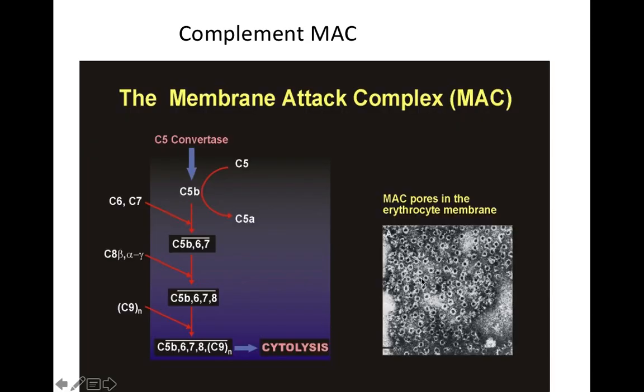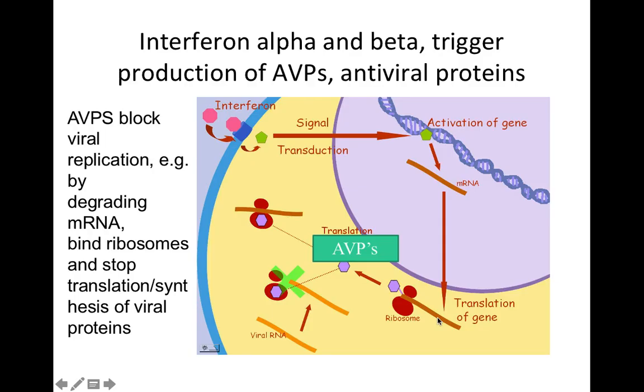And this, you guys, to me was just amazing. This is an electron micrograph of the cell membrane of a red blood cell. It looks like somebody's taken a machine gun and just riddled the erythrocyte membrane. But what are all these little holes? Those are the membrane attack complexes. Isn't that wild?